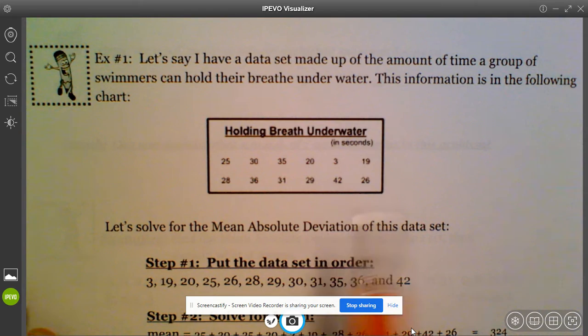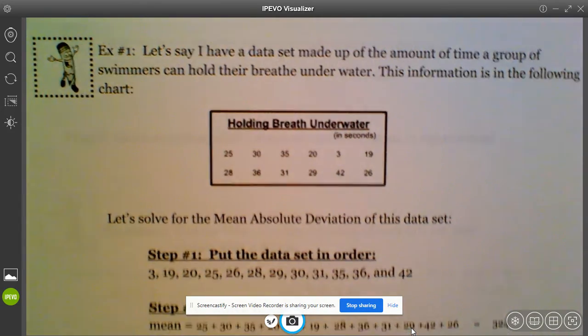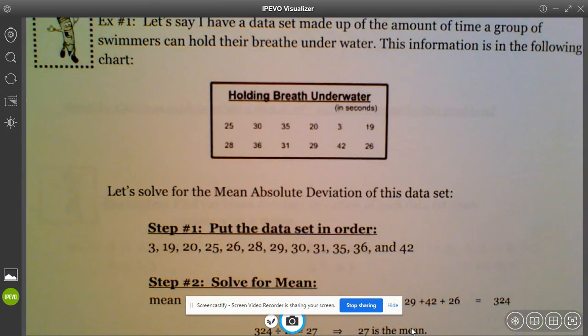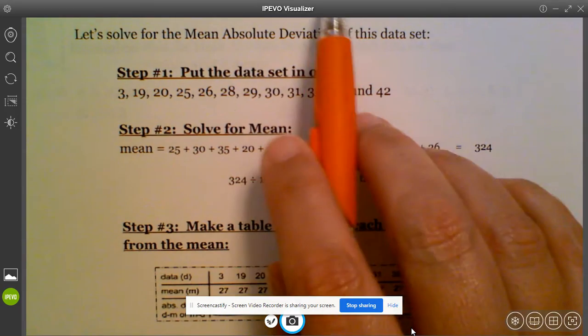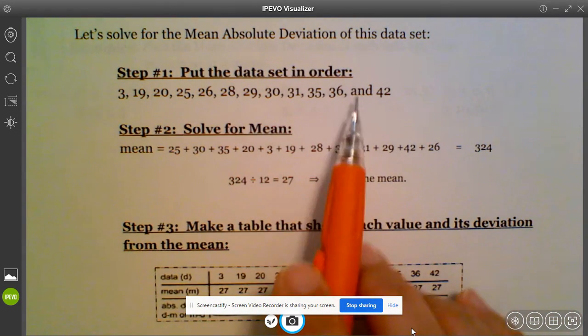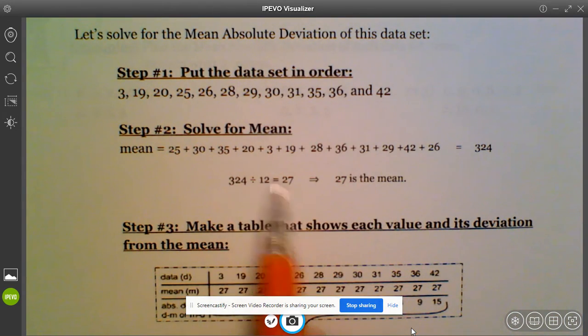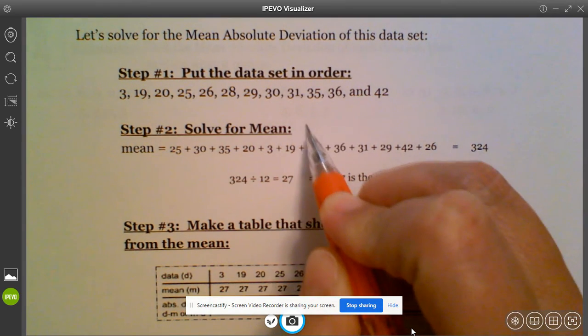So let's say I asked 12 students how long they can hold their breath underwater, and this is what we find out. So we want to find the mean absolute deviation, okay? The first thing that's done here is they put all of the data in order. So those 12 numbers that were up there, we're going to put those in order. And the first thing we're going to do is find the mean. Remember, the mean is X bar.